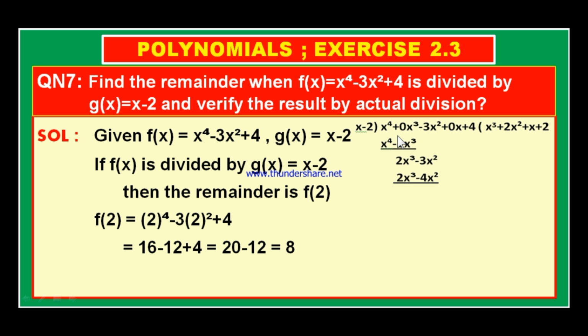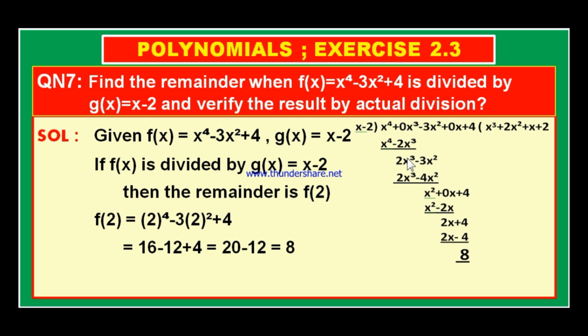Now in actual division, what you have to do is divide the first term by the first term in the divisor. x power 4 by x is x cube. Now you multiply both these terms with x cube. x cube into x is x power 4, minus 2 into x cube is minus 2x cube. Now you subtract. If you subtract, x power 4 minus x power 4 will get cancelled, and minus 2x cube becomes plus 2x cube. Therefore this is plus 2x cube minus 3x square.